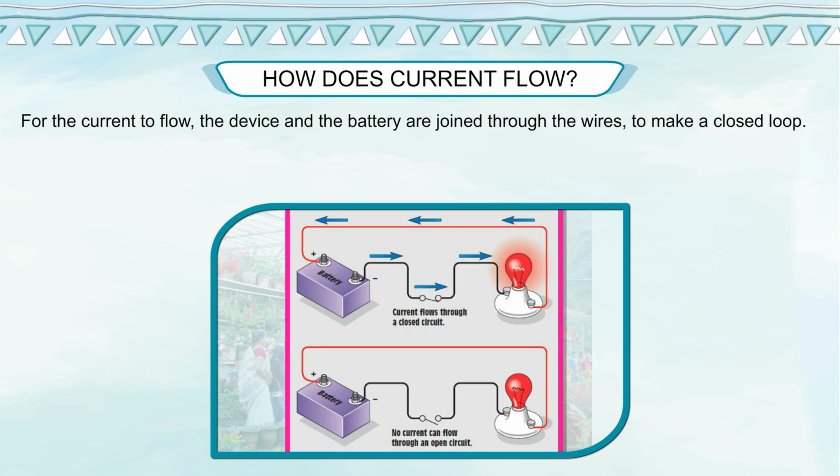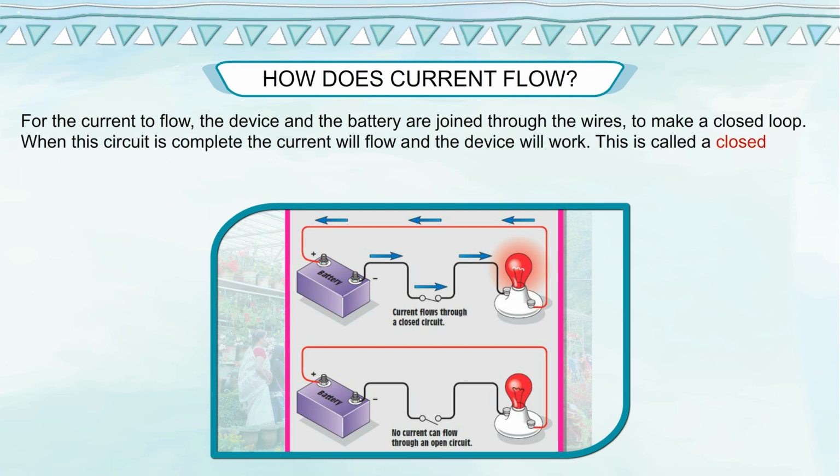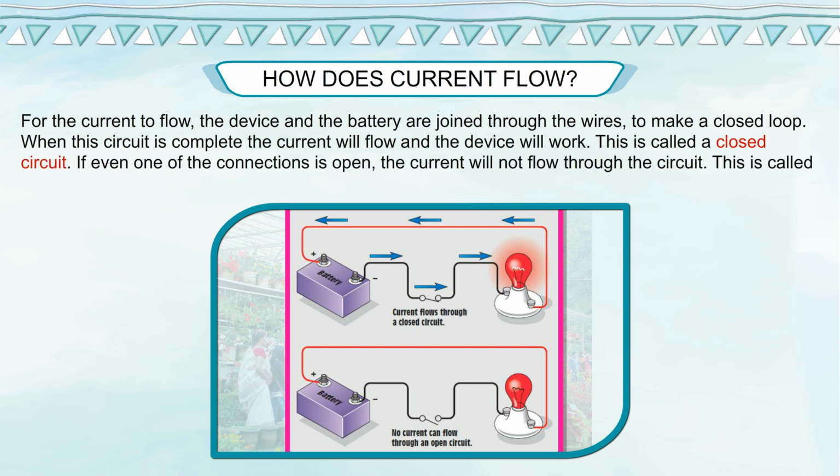For the current to flow, the device and the battery are joined through the wires to make a closed loop. When this circuit is complete, the current will flow and the device will work. This is called a closed circuit. If even one of the connections is open, the current will not flow through the circuit. This is called an open circuit.